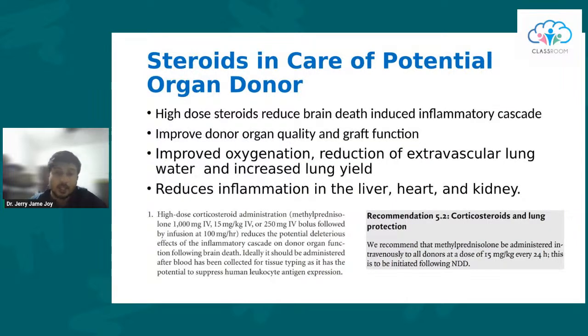Now, high-dose steroids reduce the brain death-induced inflammatory cascade. They improve donor organ quality and graft function. And studies have shown that they have a beneficial role in lung transplant also. They give improved oxygenation and reduction of extravascular lung water and increased lung yield. So the American guidelines recommend high-dose corticosteroid administration to reduce the potential deleterious effects of the inflammatory cascade on donor organ function following brain death. Ideally, it should be administered after blood has been collected for tissue typing, as it has the potential to suppress human leukocyte antigen expression.